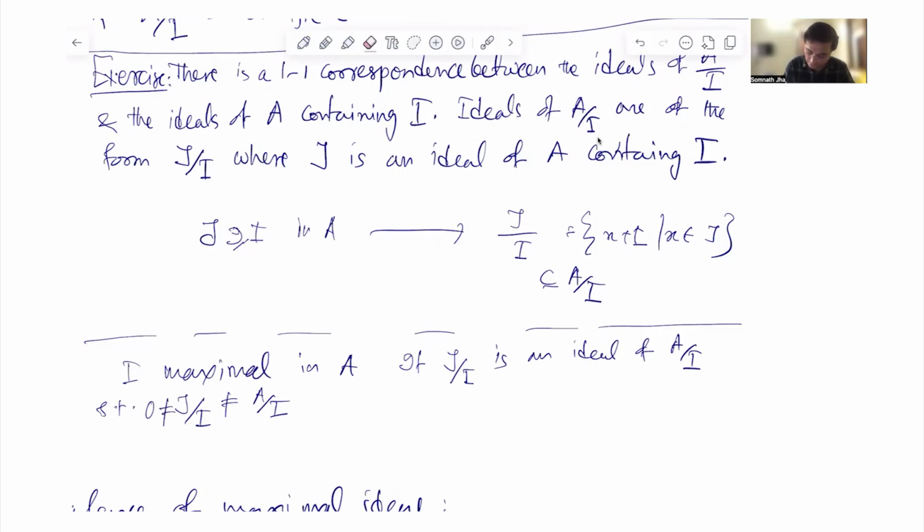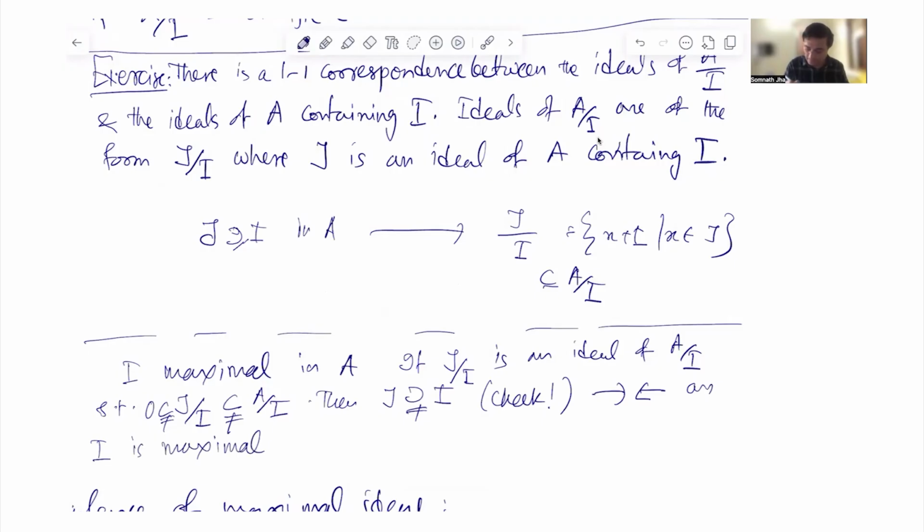Okay, so 0 is strictly contained in J mod I, which is strictly contained in A mod I. Then J will strictly contain I. So we have to check this, and that is a contradiction, as I is maximal. So you can find an element in J which is not in I, right? Because J mod I is not equal to 0.